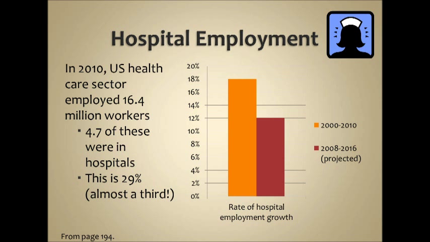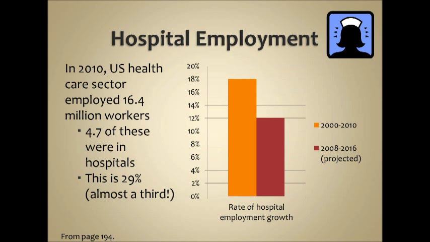Okay, so look at the yellow bar. That talks about 2000 to 2010. And then the red bar is sort of weird because it's a projected one. It's 2008 to 2016, right? So this is, again, rate of growth, right? Remember I go on and on about the rate versus the rate of growth. This is rate of hospital employment growth.